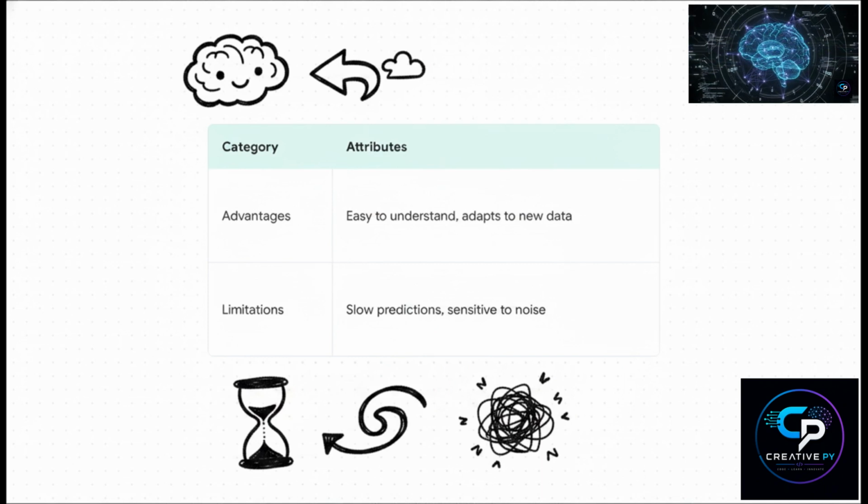Because it basically memorizes everything, it has incredibly high memory usage. And because it has to calculate the distance to every single stored data point whenever a new prediction is requested, it is notoriously slow on large datasets. It saves you time up front, but it is computationally expensive right at the exact moment you want your answer.